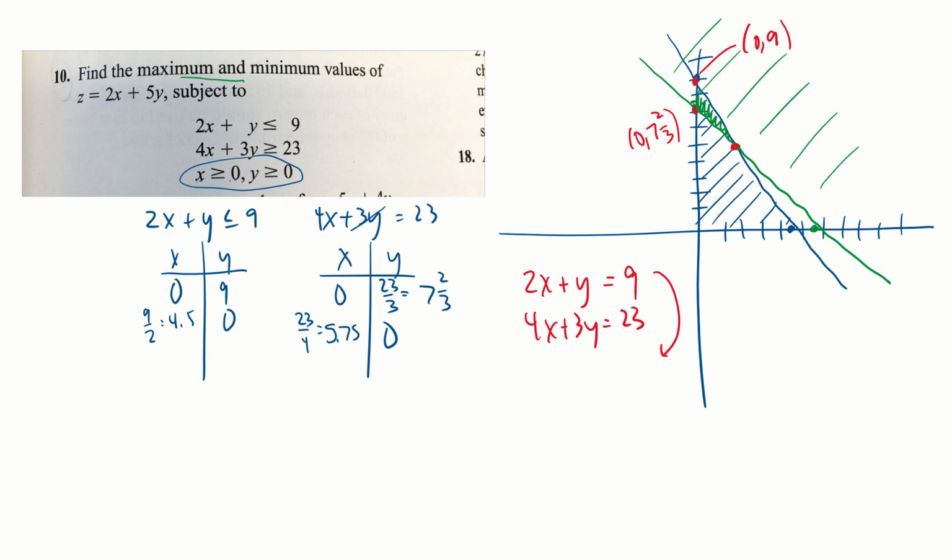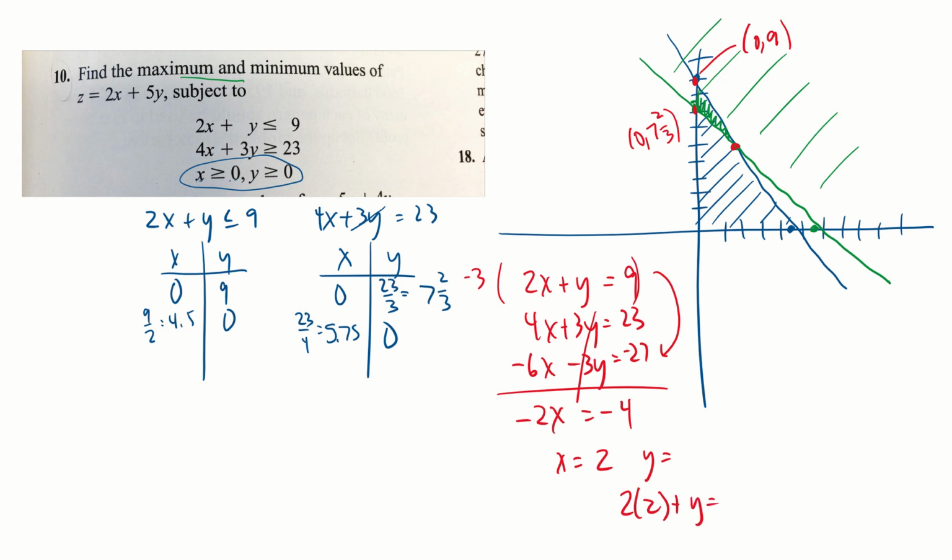I'm going to multiply this one by -3. You get -6x minus 3y, because then my y's cancel. -27, so I get -2x, those gone, equals -4. Oh, that's nice. So x is 2, and then that makes y equal 2. I can plug it into either one of the equations. That'd be 2 times 2 plus y equals 9. 4 plus y equals 9. So y must be 5. So that's the point 2, 5.